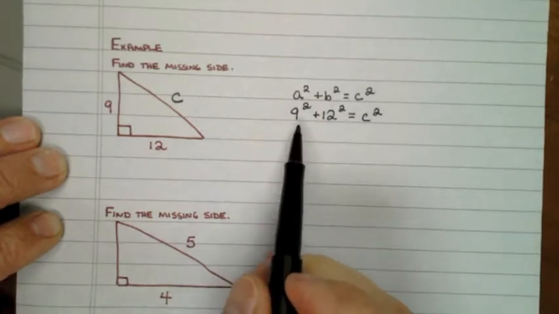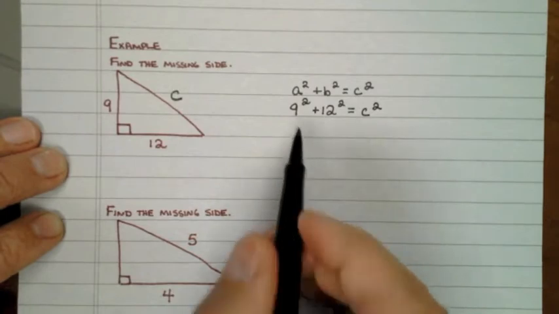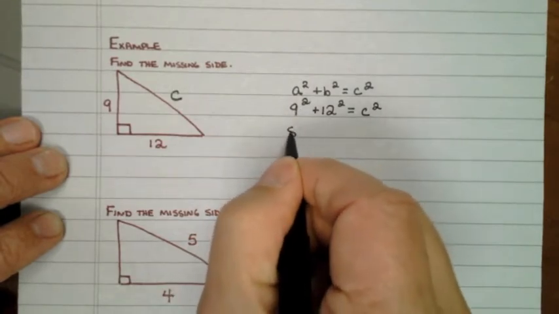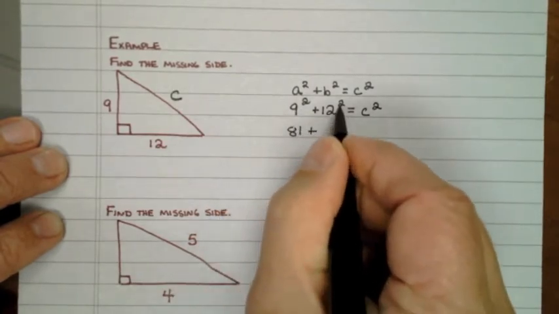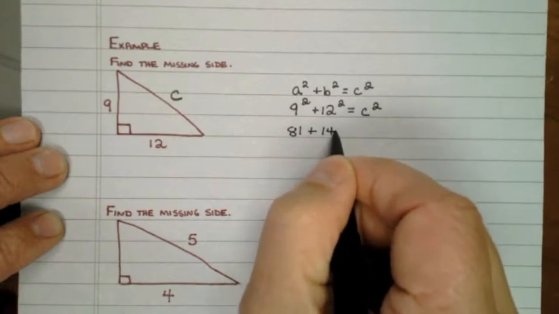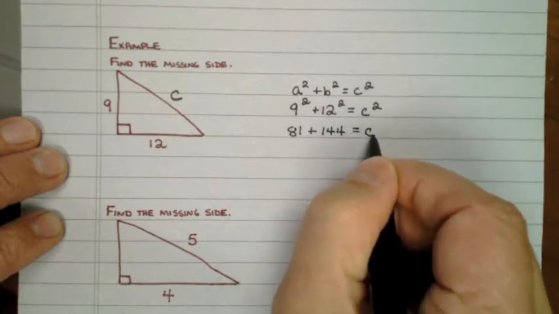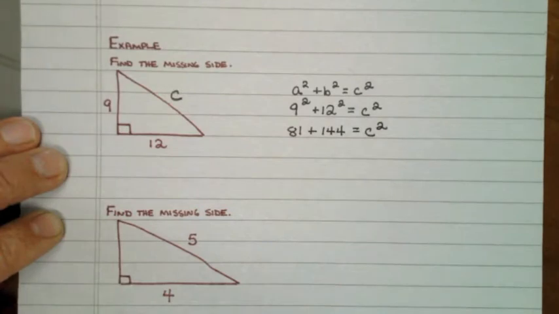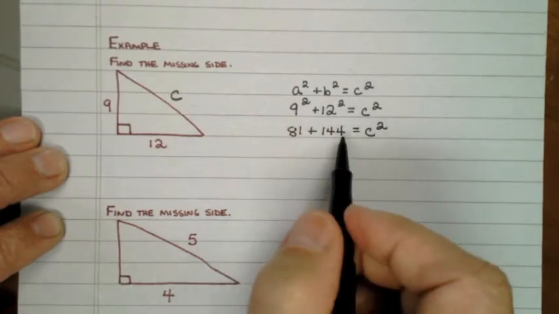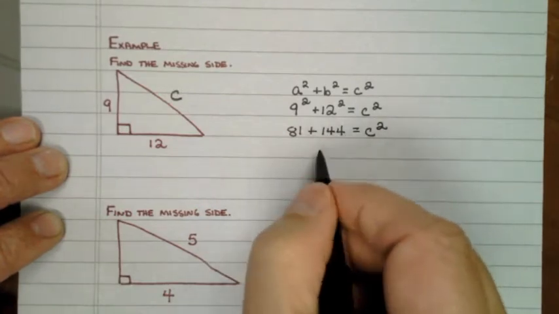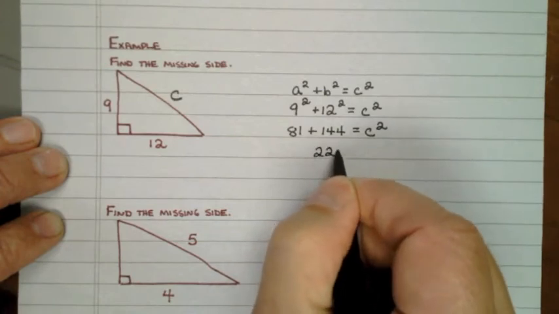Next thing I need to do is square each one of these numbers. 9 squared is 81. 12 squared, 12 times 12 is 144, is equal to C squared. I need to add these together. 81 plus 144 is 225.